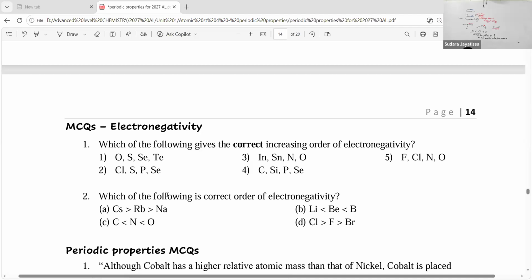Okay, so A is wrong. B, lithium, beryllium, boron. That's correct, across the period it increases. Third one, carbon, nitrogen, oxygen. That is also correct, across the period it increases. Don't look at the values. Fluorine, chlorine, bromine. That's wrong. Fluorine is the highest, then chlorine, finally bromine. Is that clear?